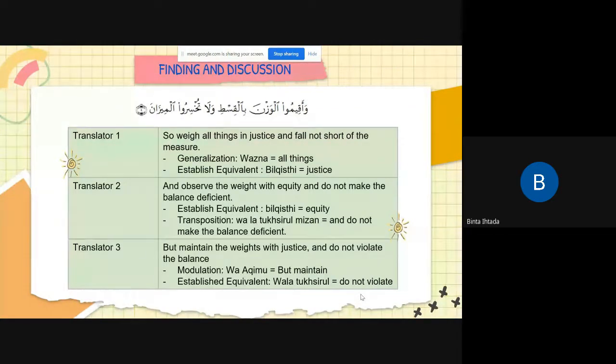This uses two techniques of translation. The first is established equivalent, bil qisti by equity, and transposition, wala tukhsirul mizan by and do not make the balance deficient. So the last translation means waqimul wazna bil qisti wala tukhsirul mizan by: but maintain the weight with justice and do not violate the balance. By modulation, wa'akimu means by but maintain, and established equivalent by do not violate.